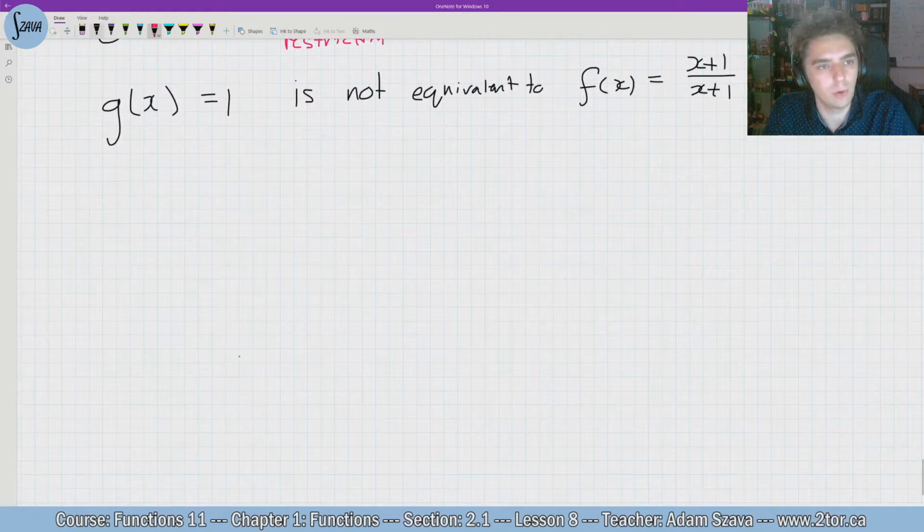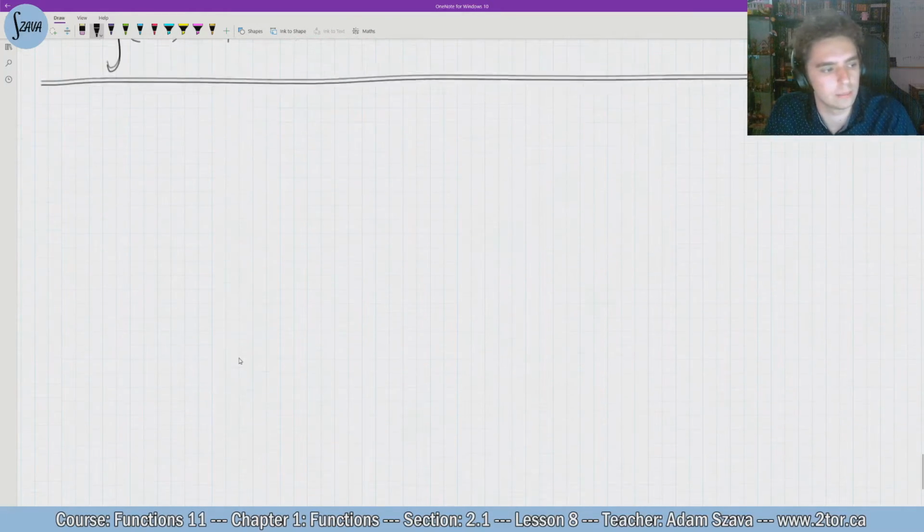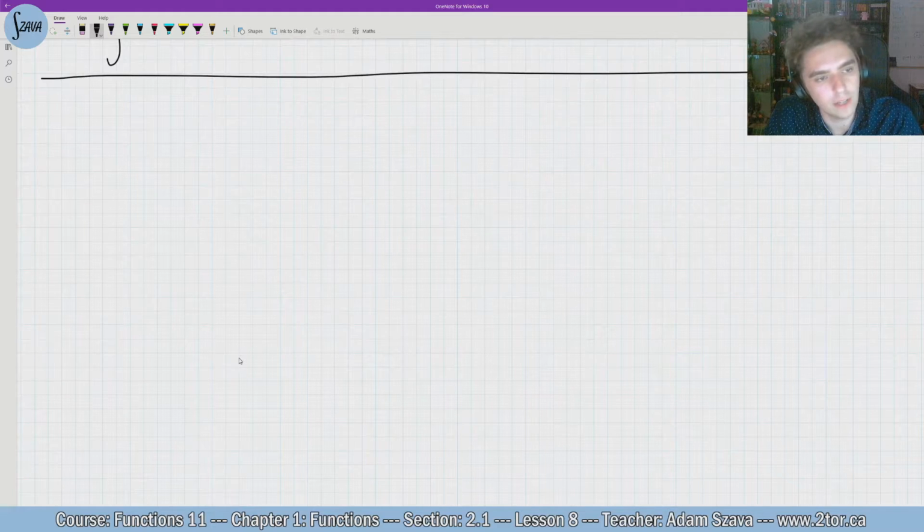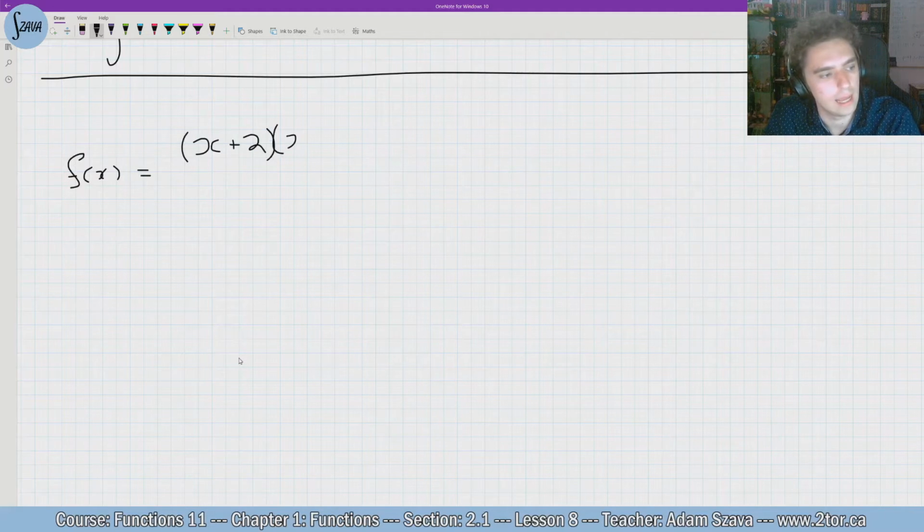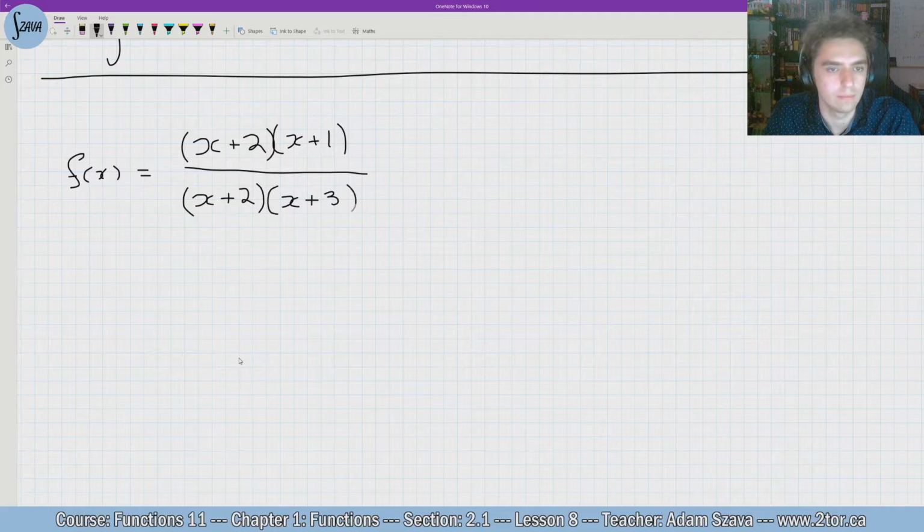Okay, let's look at a couple more examples. So if I have another function, it's going to be a different example. I'll say f of x equals (x plus 2)(x plus 1) over (x plus 2)(x plus 3). I want to see what function this is equivalent to.